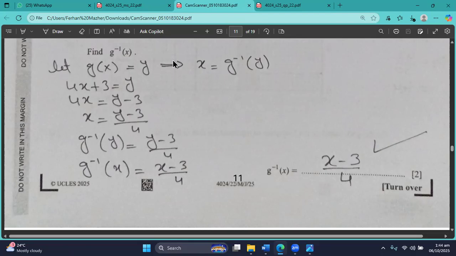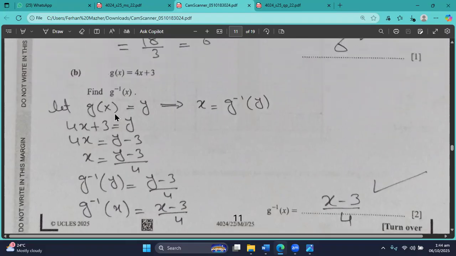Now come to this. In the place of g of x, you write its formula, that is 4x plus 3 equals y. I will make x alone now: 4x equals y minus 3, so x equals y minus 3 by 4. Here you can see x equals g inverse of y. So in the place of x, I will write g inverse of y equals y minus 3 by 4.